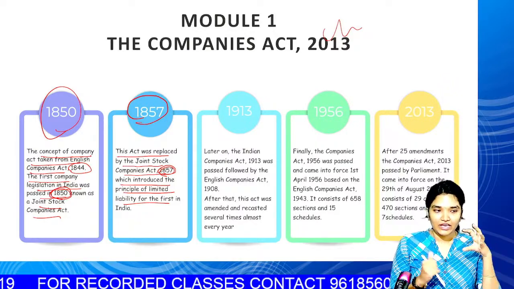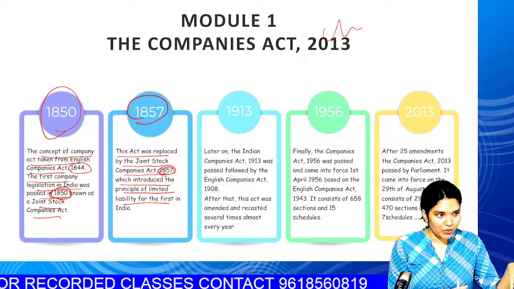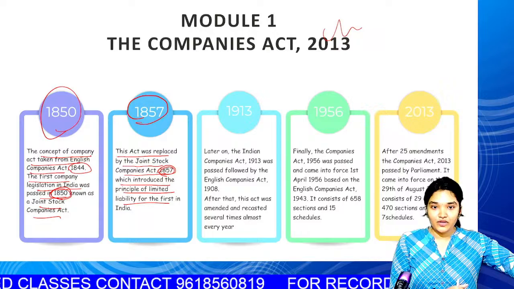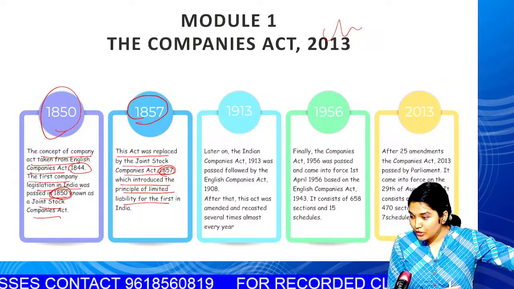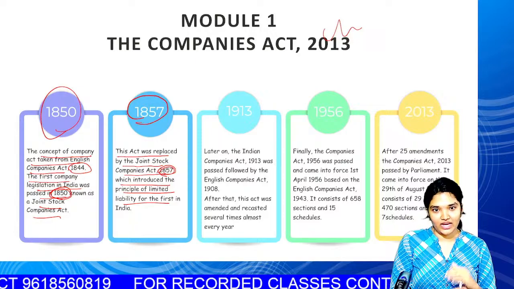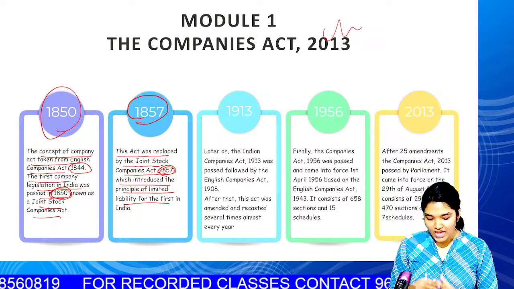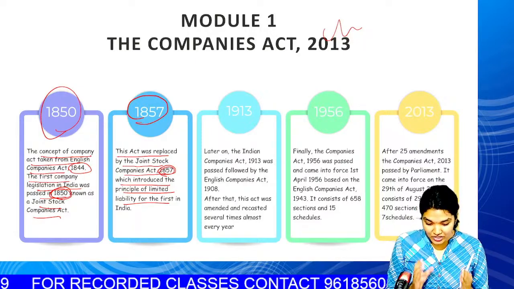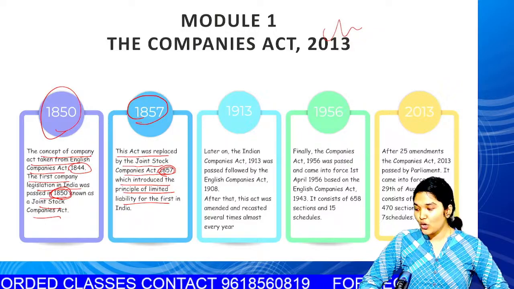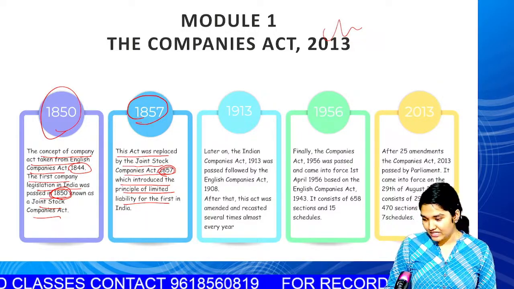Yes or no? If we invest as shareholders around 1 lakh, your liability is only 1 lakh. Even if the company's liabilities are around 10 crores, what is your liability? Limited to just 1 lakh. So that is the major advantage, and that advantage has been introduced in India in the year 1857 with the Act, Joint Stock Companies Act 1857.